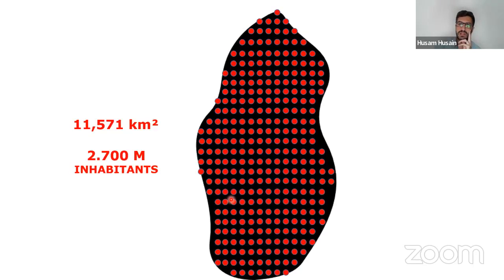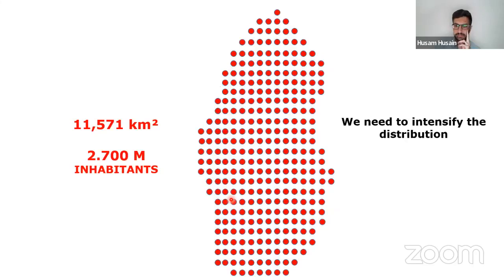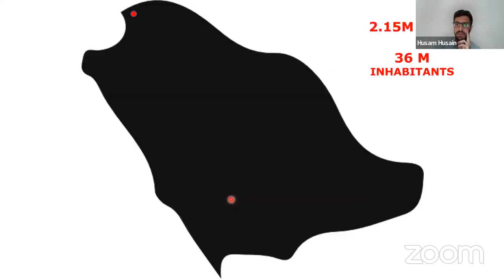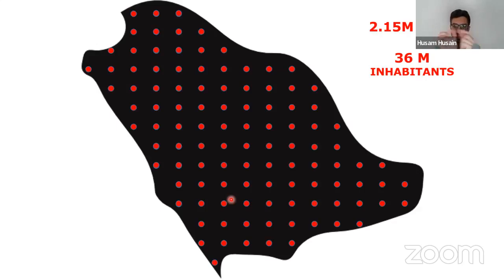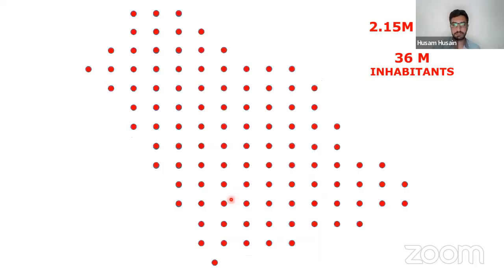These are 2.7 million people inside 11,000 square kilometers. While if we want to do that in Saudi Arabia, you can see that the distance between the dots is bigger. Why? Because the land is bigger. So the crowdedness inside Qatar is more, even though Saudi is much bigger.